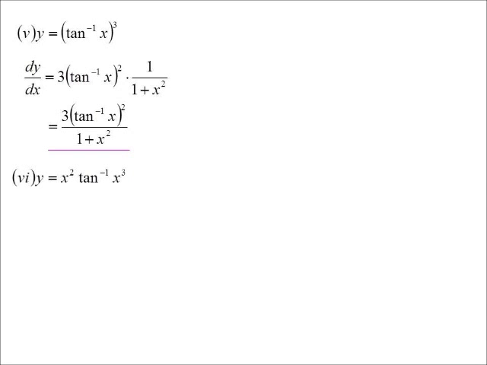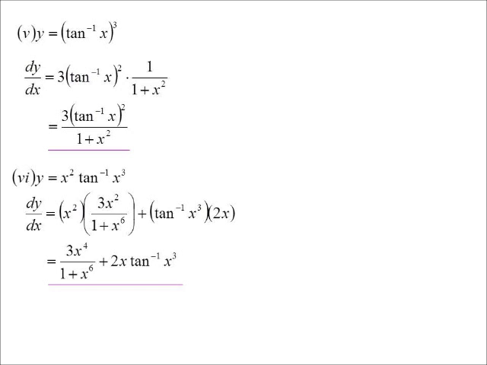Ooh, product rule. Write down the first, x squared. Differentiate the second. So the second is inverse tan of x cubed. Differentiate inverse tan of x cubed. The derivative, 3x squared, over 1 plus the function squared. So x to the 6 there. Plus, write down the second, inverse tan of x cubed. Differentiate the first, 2x. Tidying that up, I didn't bother putting it all as one fraction. 3x to the 4 over 1 plus x to the 6, plus 2x inverse tan of x cubed.